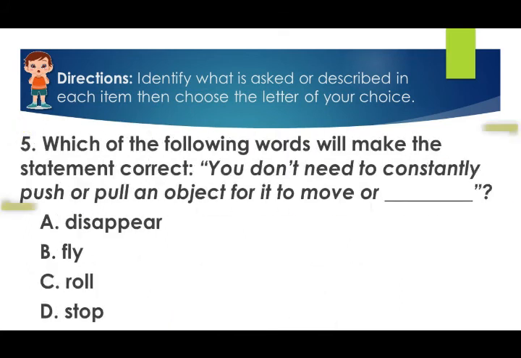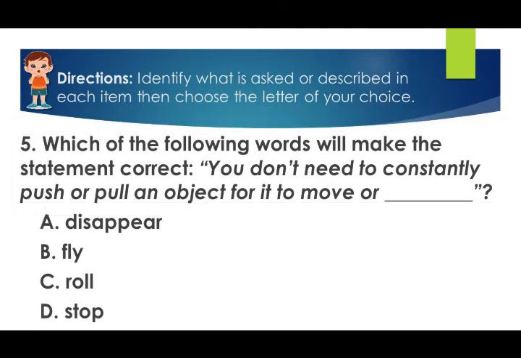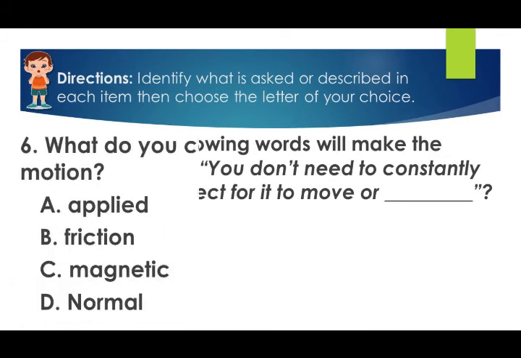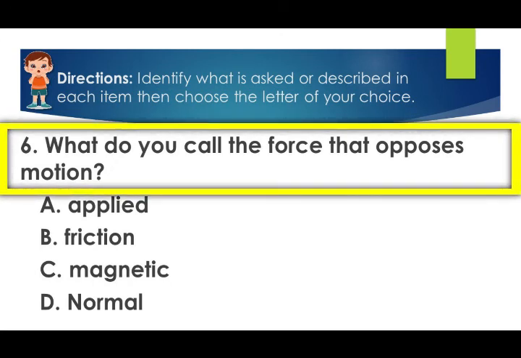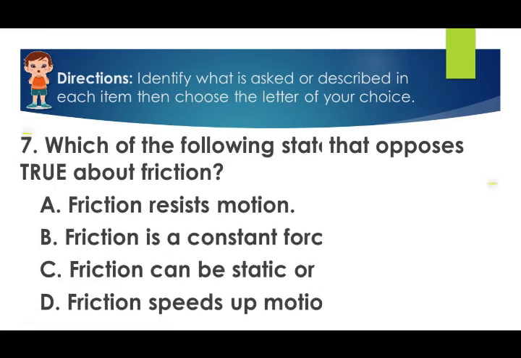Number 5. Which of the following words will make the statement correct? You don't need to constantly push or pull an object for it to move blank. A. Disappear. B. Fly. C. Roll. D. Stop. Number 6. What do you call the force that opposes motion? A. Applied. B. Friction. C. Magnetic. D. Normal.